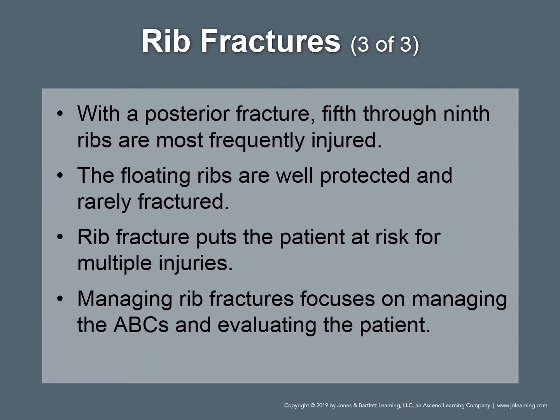So with a posterior fracture, and this will be the back side of the rib cage, we see the 5th through the 9th ribs most often fractured on the posterior side of the body. The floating ribs are pretty well protected, not really fractured.